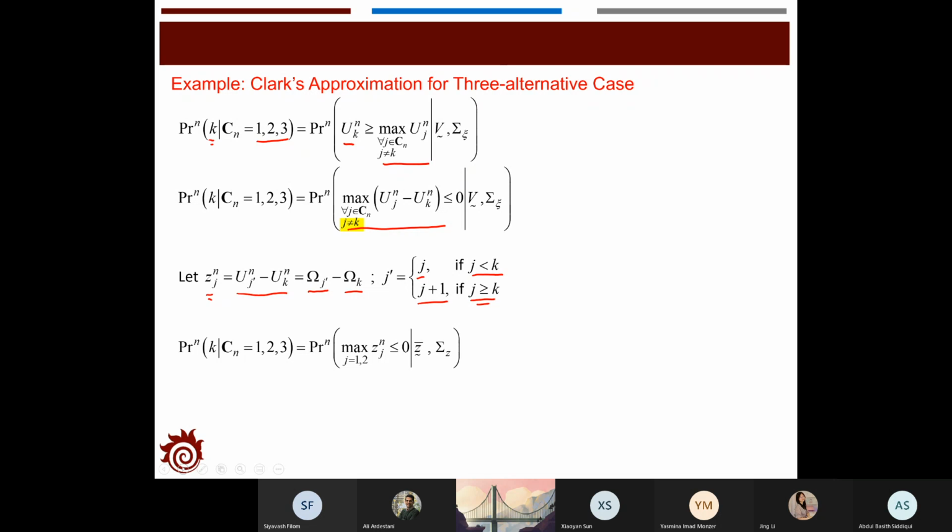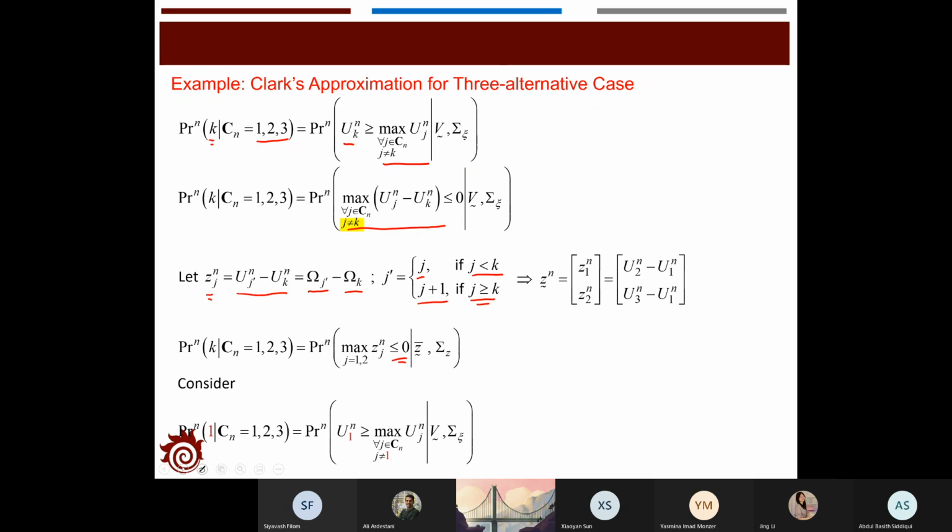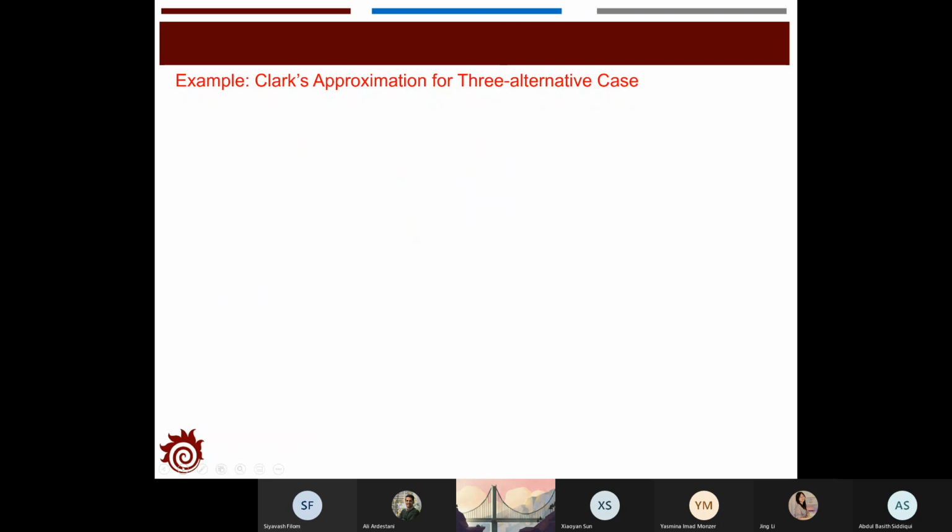And with that, we have the probability of k as the maximization of zj smaller than 0. Now if we are considering choosing k, say k equals 1, then z will be u2 minus u1 and u3 minus u1. In this case, that will be the maximum of z1 and z2 both being smaller than 0. And now we need to find out the distribution of z1 and z2.